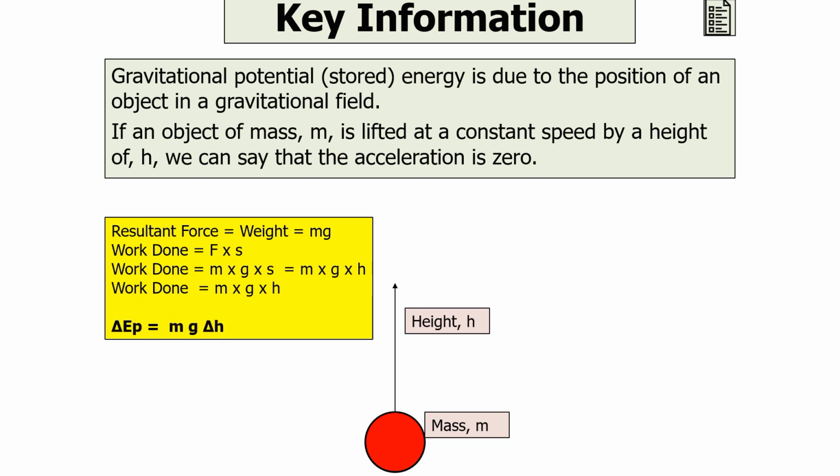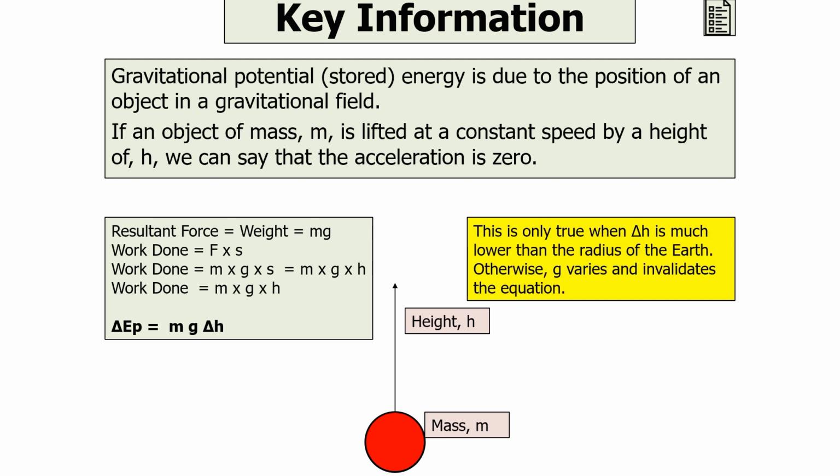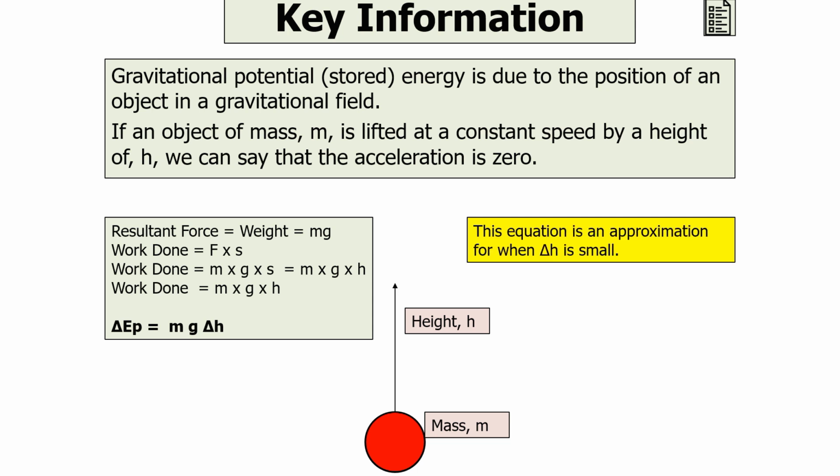So our gravitational potential energy store is equal to mass times by the gravitational field strength times by delta h. Now delta h is the change of height of an object in a gravitational field. Now this equation is only true when delta h is much lower than the radius of the Earth, otherwise the value for g, the gravitational field strength, varies and invalidates the equation. So this equation for gravitational potential energy is an approximation for when delta h is small.